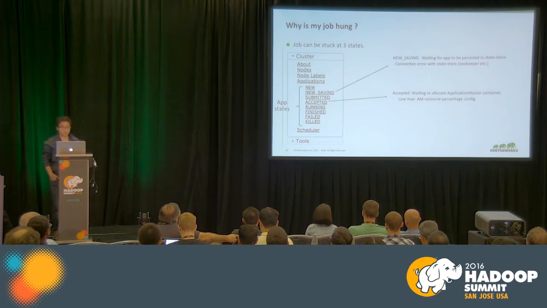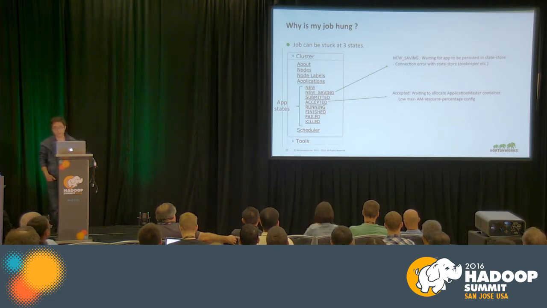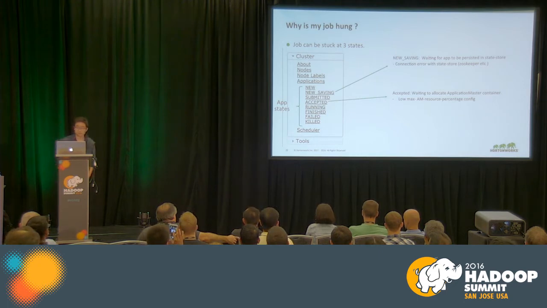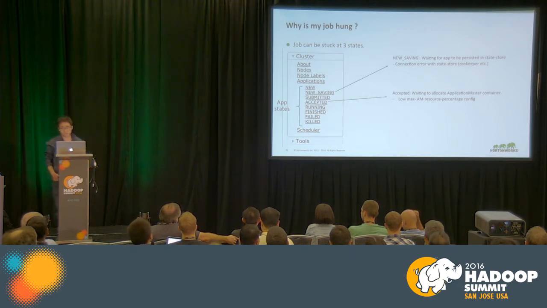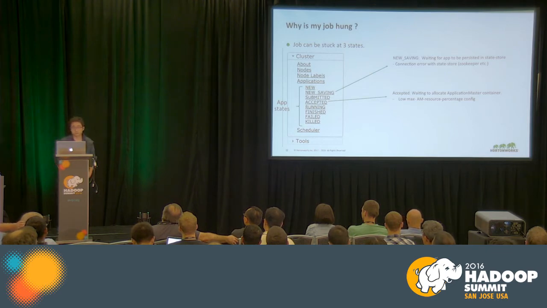The second state the app could be stuck on is the ACCEPTED state. Most of the time, this state means that the app is waiting for the application master container to be allocated. And the most common reason we see from our customers is that they set the max AM resource percentage config too low. What this property means is that only this percentage of the resources in the queue can be used to run your application master containers. So sometimes even if you see your cluster has a lot of resources left, you will still not be able to run your app if your user has hit this max AM resource percentage limit.